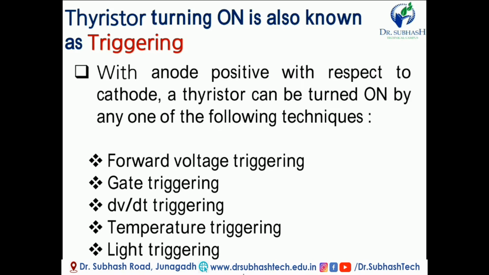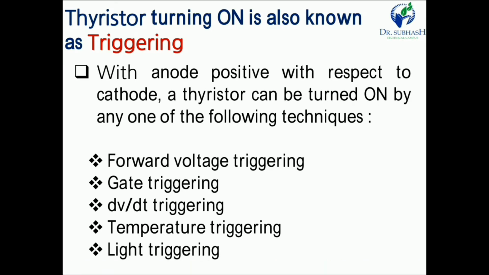With anode positive with respect to the cathode, a thyristor can be turned on by any one of the following techniques. The different technique is required to turn on the SCR. Here thyristor is a one family and the main family member of thyristor is a SCR, silicon control rectifier. The silicon control rectifier is a 4-layer, 3-terminal, 3-junction device. Here the 4 layer is PNPN and 3-terminal is anode, cathode and gate, and junction is junction J1, J2 and J3. According to the condition of junction, the SCR become on or off, but SCR is not become on directly. You have to give some extra pulse or extra voltage to turn on.